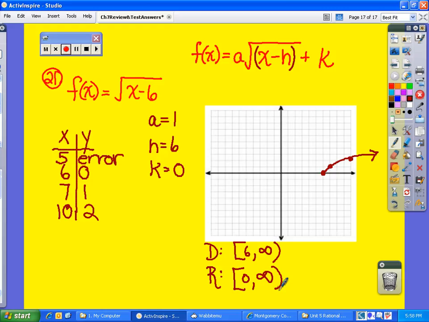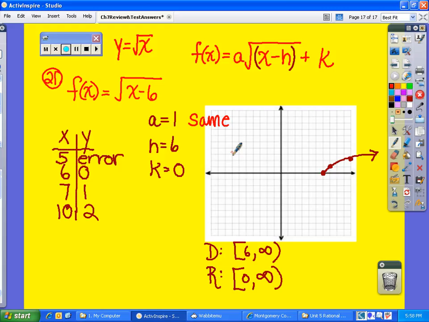Discussing our transformations. An a of 1 is the exact same thing that we would see in the parent function, square root of x. So it is the same size and shape as the parent function. In other words, no transformation there.